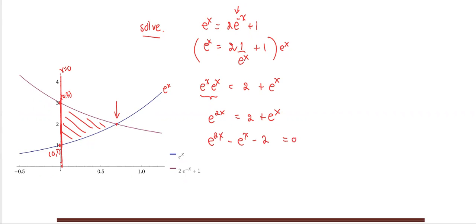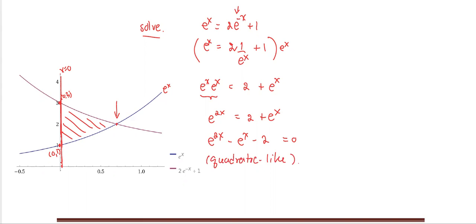At this point, we have on the left-hand side 3 terms, and we see this is a quadratic-like equation. So I'm going to put a note here: quadratic-like equation. That means we can treat it similarly to the way that we treat a quadratic equation.